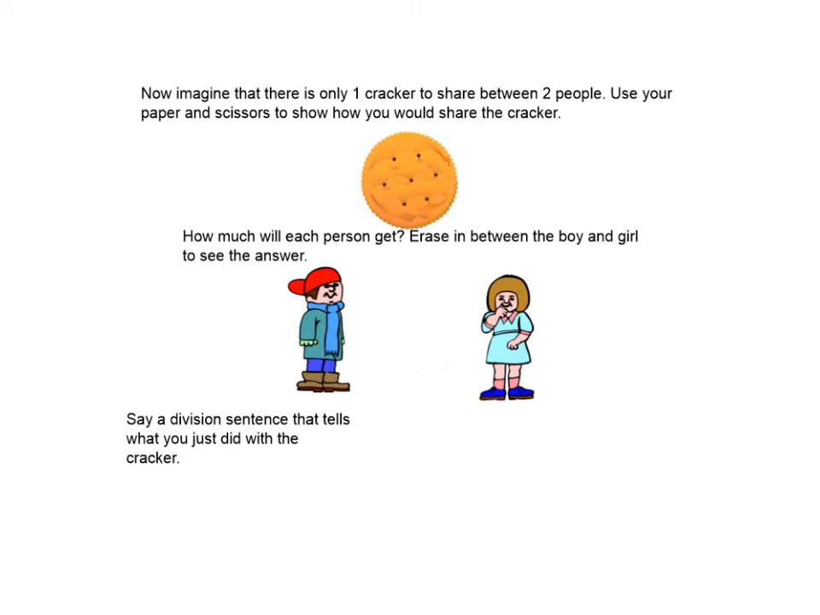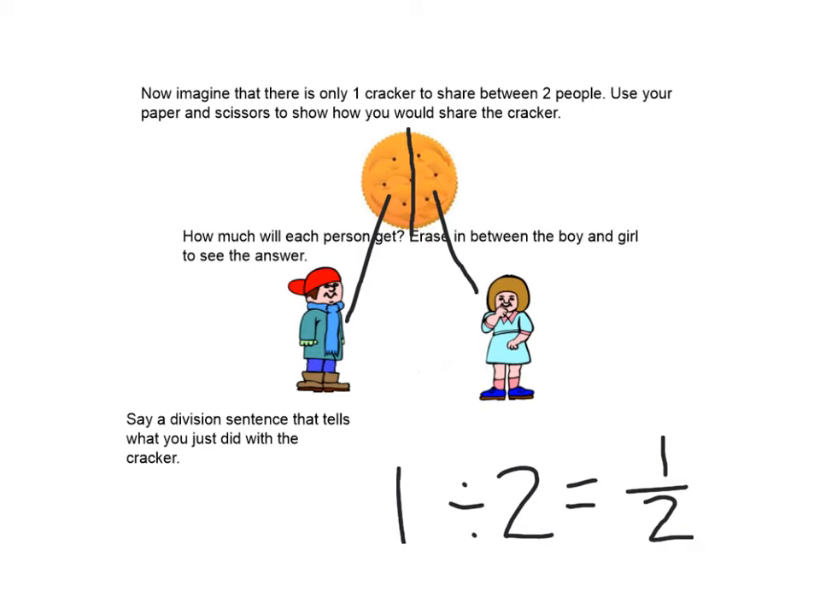If you're saying you want to split the cracker, you are correct. So we're going to split that cracker right in half. And how much is this boy going to get? You're right, he's going to get 1/2. And how much is the girl going to get? She's going to get 1/2. So the division sentence is 1 cracker divided by 2 people equals 1/2, because each person will get half a cracker.